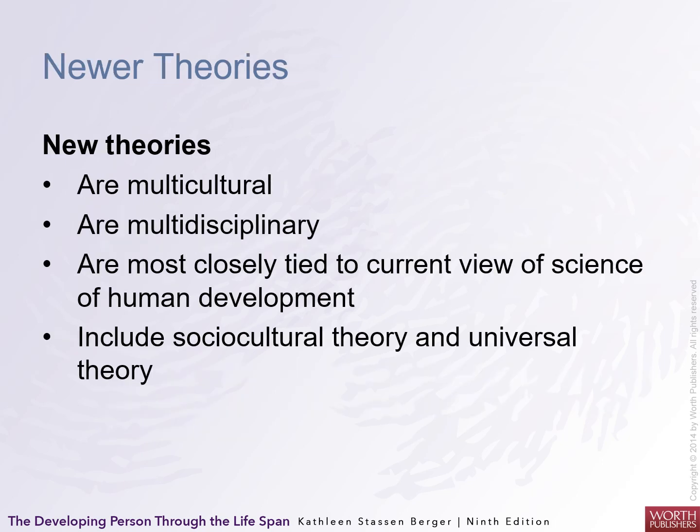Newer theories are more multicultural. They take into consideration the differences between groups of people. They're multidisciplinary. Boy, this sounds familiar. We talked about the theories in general in the first chapter. They are most closely tied to the current view of science and human development and include sociocultural, like Vygotsky, and universal theory.